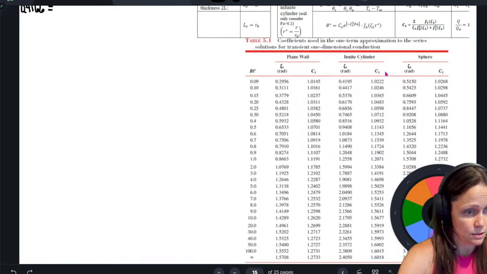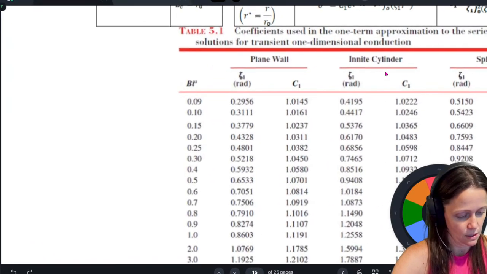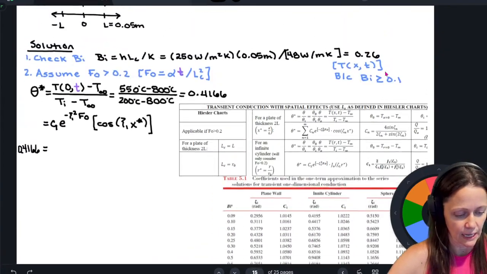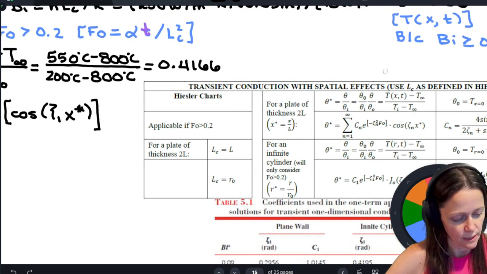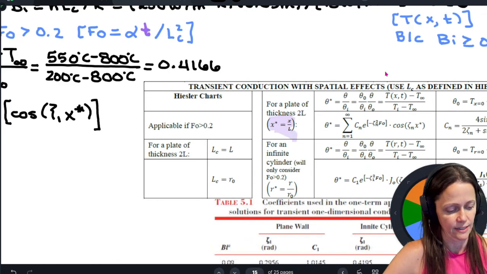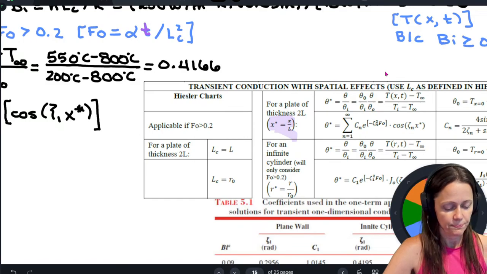So 0.26. What is that x raised to? It's not raised to anything. It's a dimensionless parameter. It's x over L. Okay, thank you.